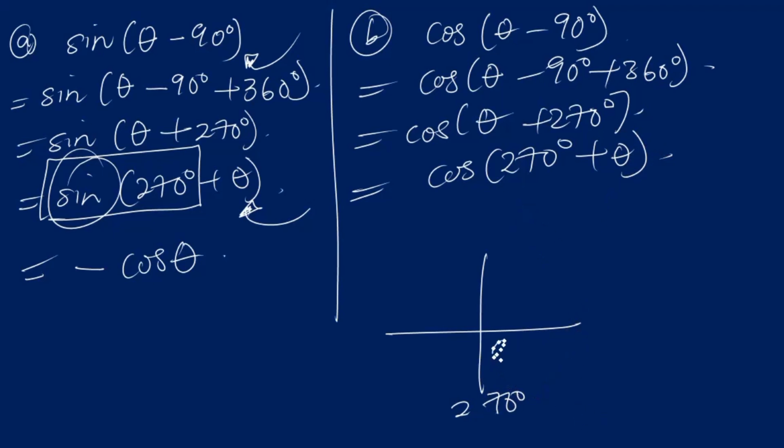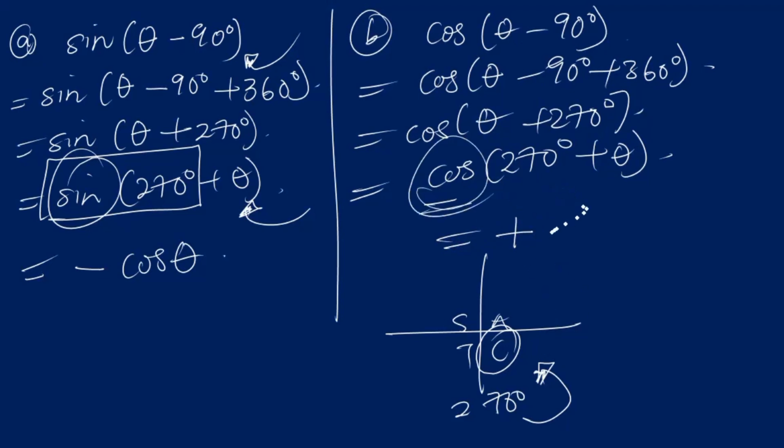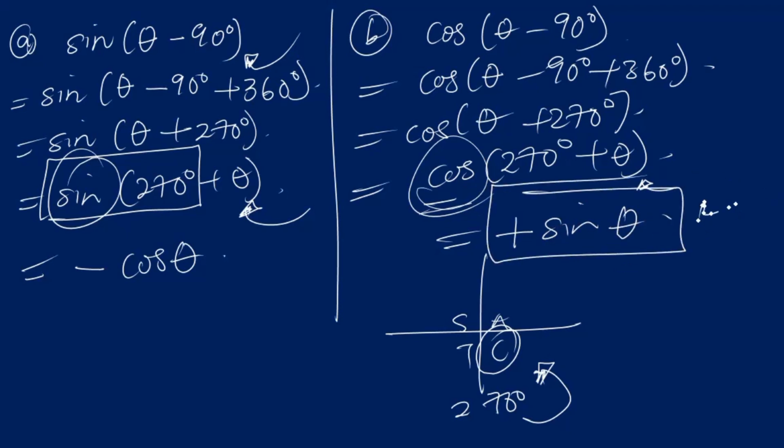Now 270, let me write my cast there. Now 270 plus theta is where? It's in the 4th quadrant. Is the cosine positive in the 4th quadrant? Yes. So which means my answer will be positive. What is the cofunction of cosine? That is the sine. The sine of what? Of the angle in question. This way. Beautiful, guys. Beautiful.